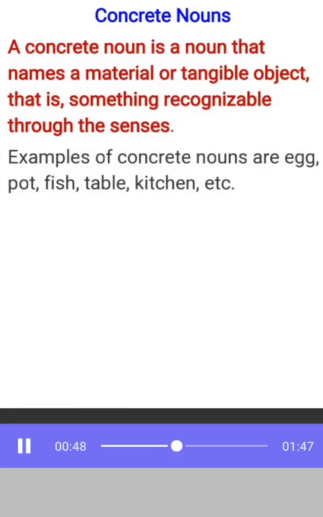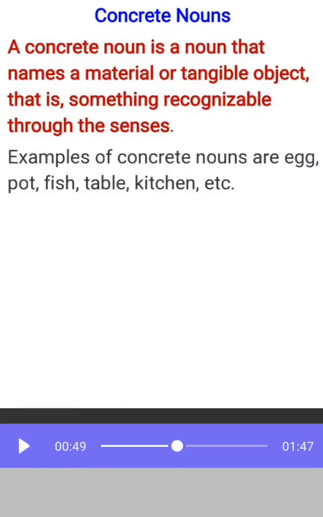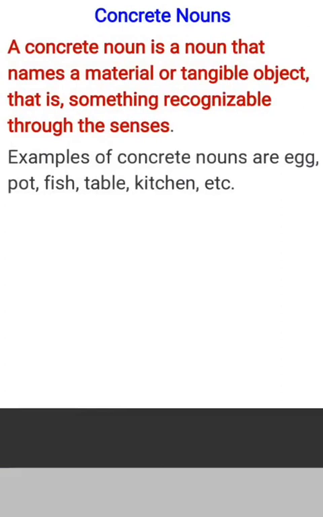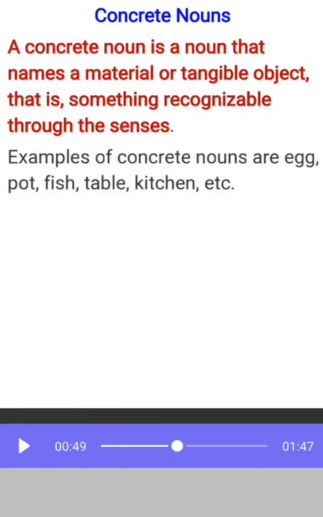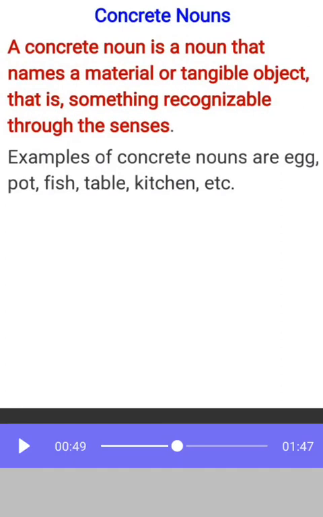Then we now come to concrete nouns as the first subtype of common nouns. And so a concrete noun is a noun that names a material or tangible object. Substances that are material or tangible. Yes, that is something recognizable through the senses. So anything you can recognize through the senses, not necessarily detect. You can recognize it. It exists as a tangible object. We refer to their names as concrete nouns.